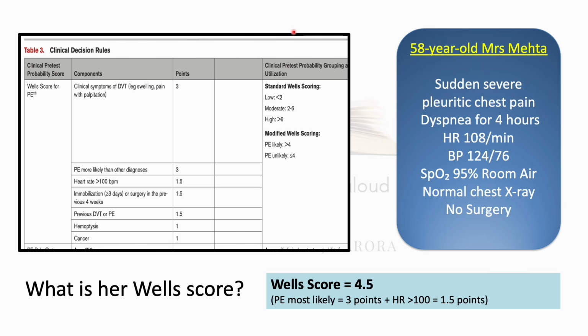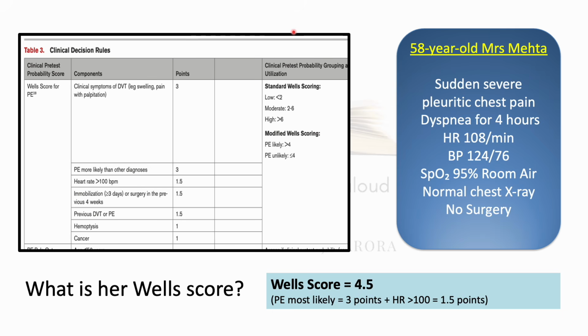If this patient would have presented with fever and a productive cough, then this question of whether PE is more likely than other diagnoses would have been negative. We wouldn't have given the 3 points we have given on this score. And so, in that case, this patient's score may have been just 1.5. So, remember, PE more likely than an alternative diagnosis is not based on one single symptom like a pleuritic chest pain or breathlessness.